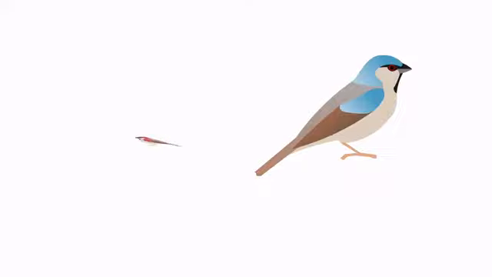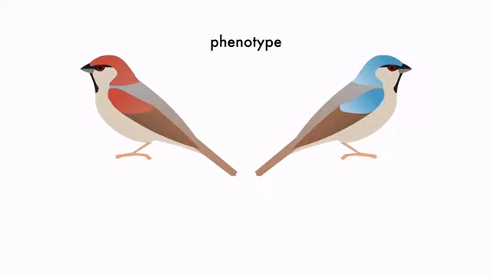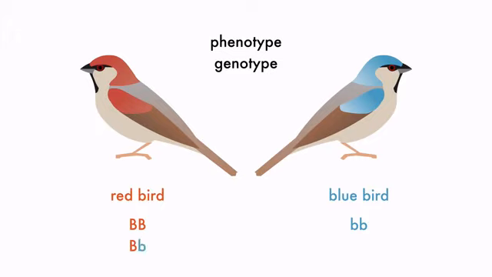In any population of a species, you'll see variations. The phenotype of these birds are red and blue. The genotype in this case is a big B for the red allele and a little b for the blue allele. Because red is dominant, red birds can be homozygous or heterozygous for the trait and still be red.